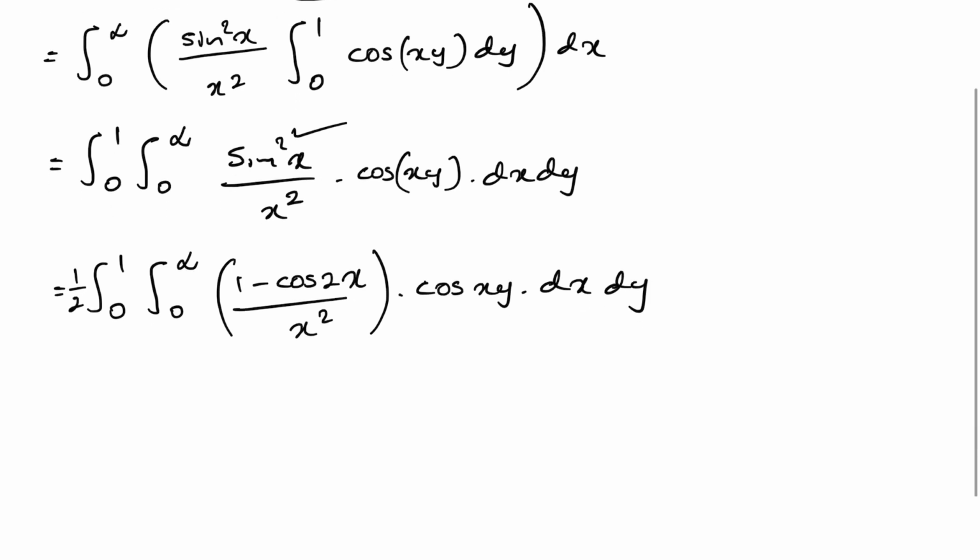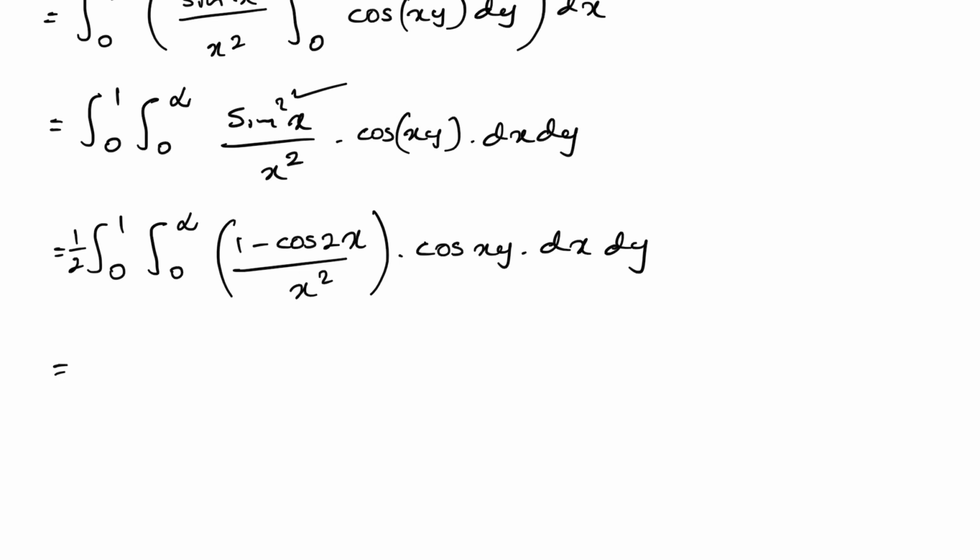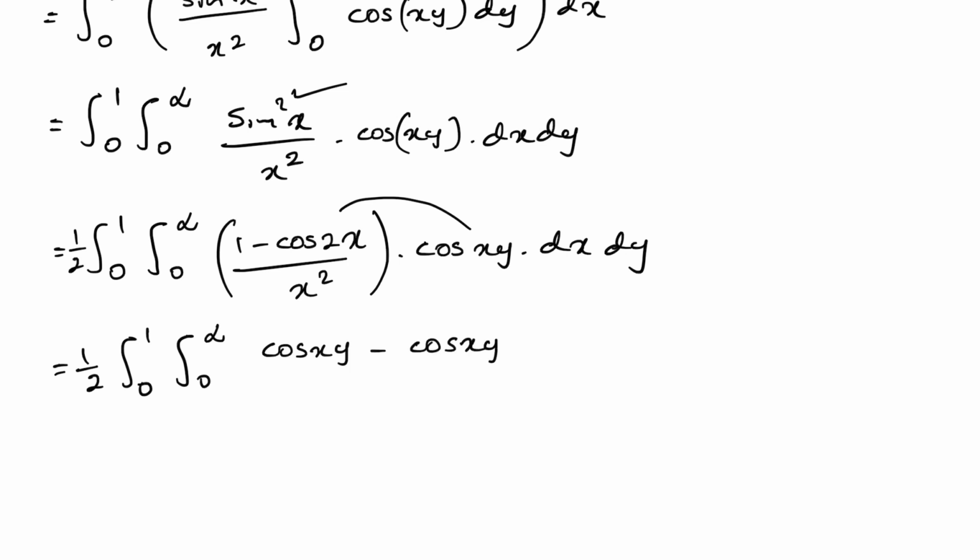Okay, then now 1/2 integral from 0 to 1, 0 to infinity. Now we can multiply 1 minus cosine of 2x by cosine of xy. So we have cosine of xy minus cosine of xy times cosine of 2x, over x squared dx dy.